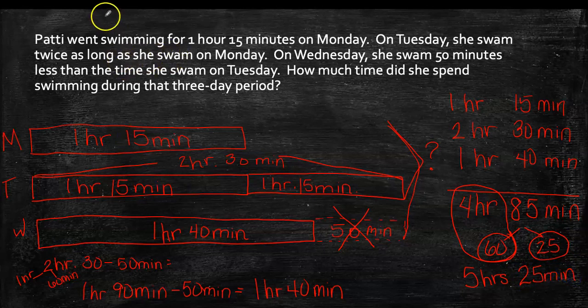So at the very top here, we're going to write Patty swam 5 hours and 25 minutes. And how many days? In 3 days. Perfect job. We did have enough room.